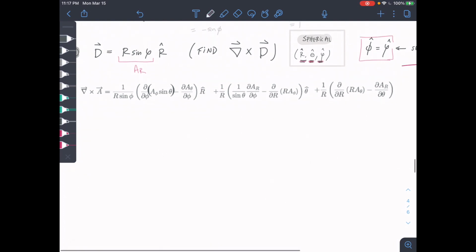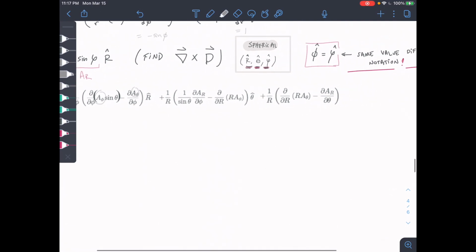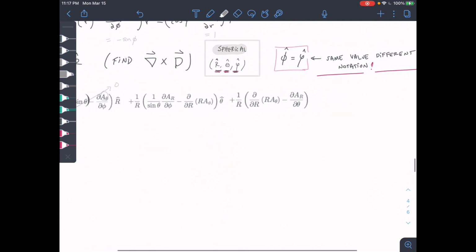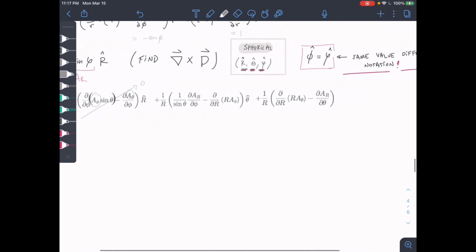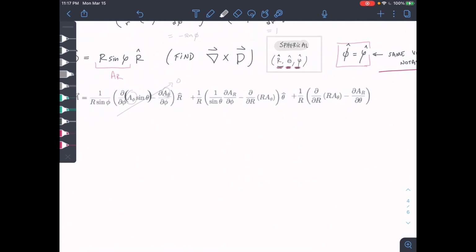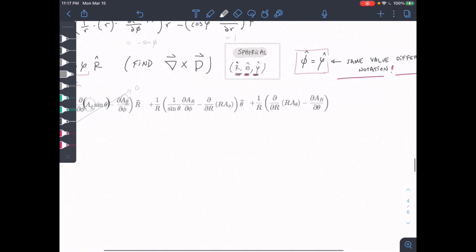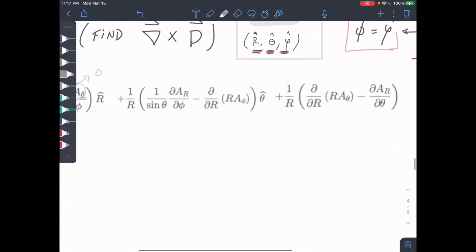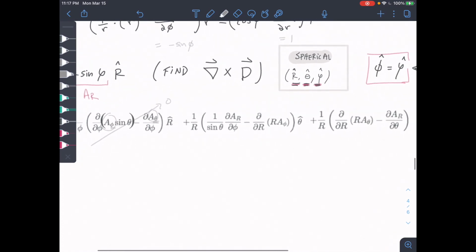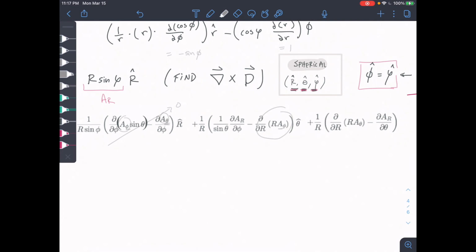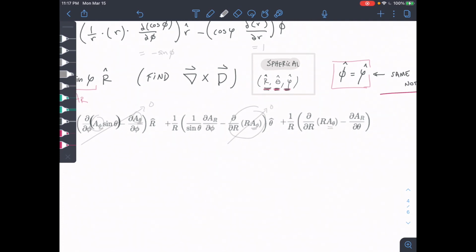Okay, let's cancel what we don't have here. We don't have an A phi piece, so it's going to be 0. We don't have an A theta piece either. This is theta, this one is phi. Here we do have an A r piece, so we're going to keep that one. But we don't have an A phi piece, so this is going to go to 0. A theta, we don't have that, so that's going to go to 0.